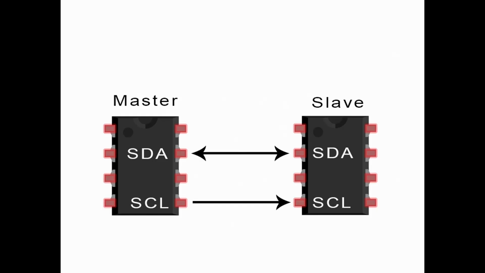Here the master sends clock signal to the slave, that's why it is a synchronous serial protocol, and then the data can be transferred on the serial data line. Here a single line is used for data transfer. That means the data can be transmitted and received through this single wire at a time. That's why it is called a half duplex protocol.